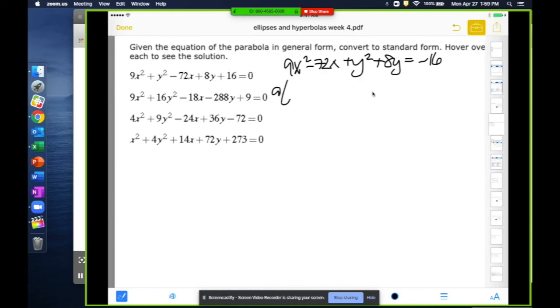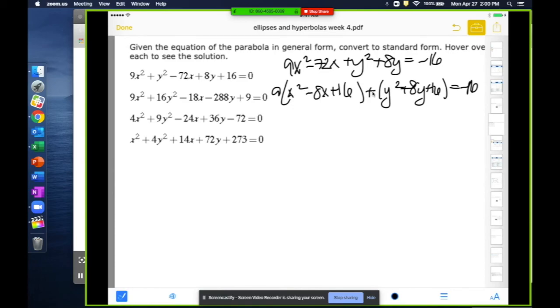After I do this, I have to follow the completing the square process like we did before. My coefficient needs to be 1, so I'm going to divide by 9. I get x squared minus 8x plus blank, and then there's no coefficient, well, it's a 1 in front of the y squared, so I'm going to leave that as y squared plus 8y, and then equals negative 16. Negative 8 divided by 2 squared is 16, and then 8 divided by 2 squared is 16. Now I have to remember I've got to do the 9 that I originally factored out times 16 to get plus 144 on the right hand side.